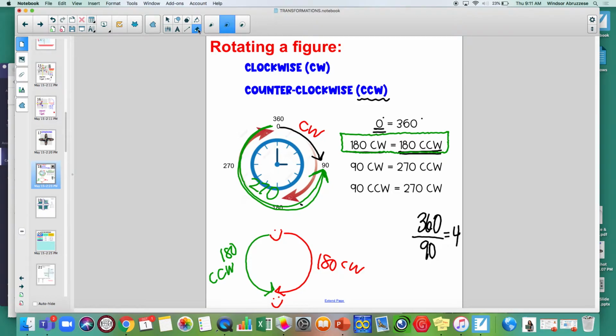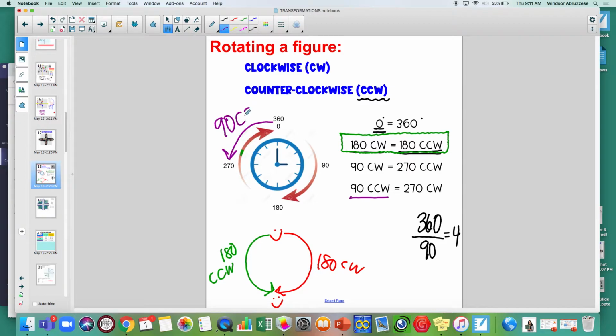Let's change the color. If I turn 90 degrees counterclockwise, that's this way. Here I am. That is congruent to how many degrees clockwise? 90, 90, and 90 is 270 clockwise. And we're going to review this some more. Let's take a look at our first demonstration.